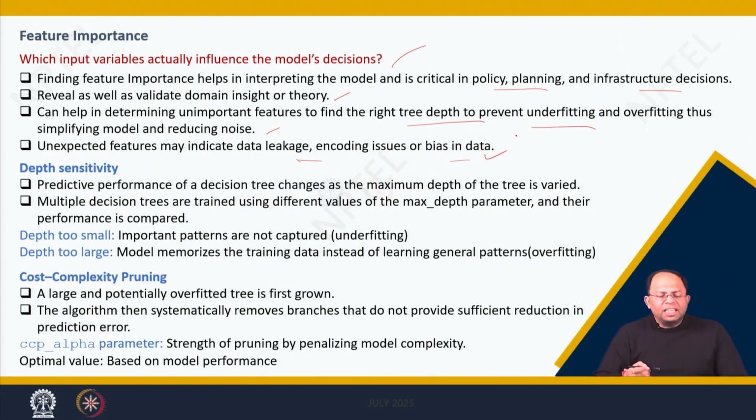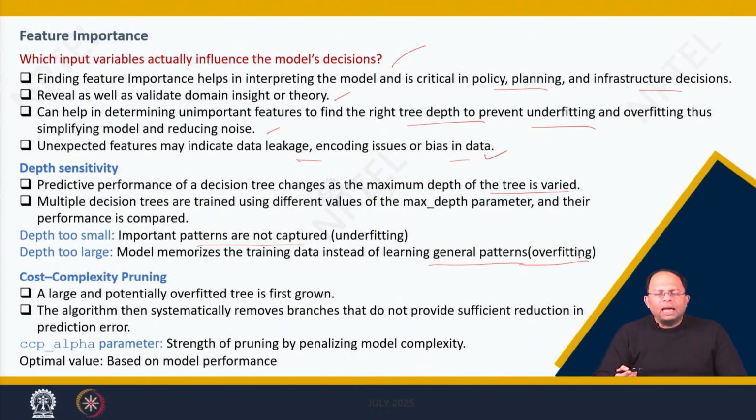Then looking into other aspects of decision trees or CART in particular, there is depth sensitivity. That is, the predictive performance depends on how the maximum depth of the tree changes. We can work with different depths and see which one gives us good predictions. Multiple decision trees are trained using different values of the max depth parameter, and their performance is compared. If the depth is too small, important patterns are missed and not captured, so this is underfitting. If the depth is too high, the model very easily fits this particular data, but it may not fit other data. That leads to another problem, which is overfitting.